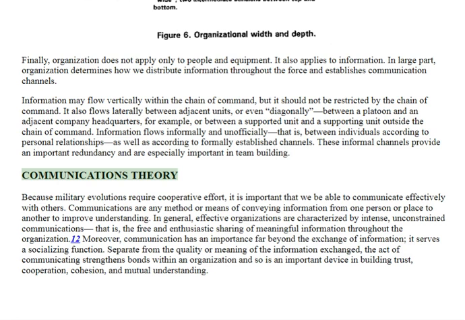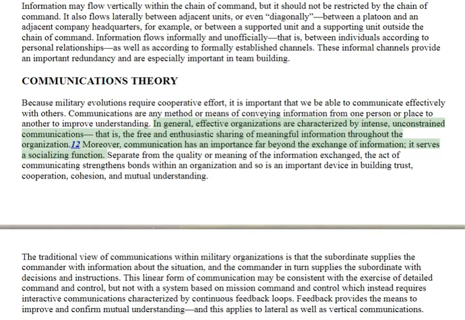Communications theory. Because military evolutions require cooperative effort, it is important that we be able to communicate effectively with others. Communications are any method or means of conveying information from one person or place to another to improve understanding. In general, effective organizations are characterized by intense, unconstrained communications, that is, the free and enthusiastic sharing of meaningful information throughout the organization.